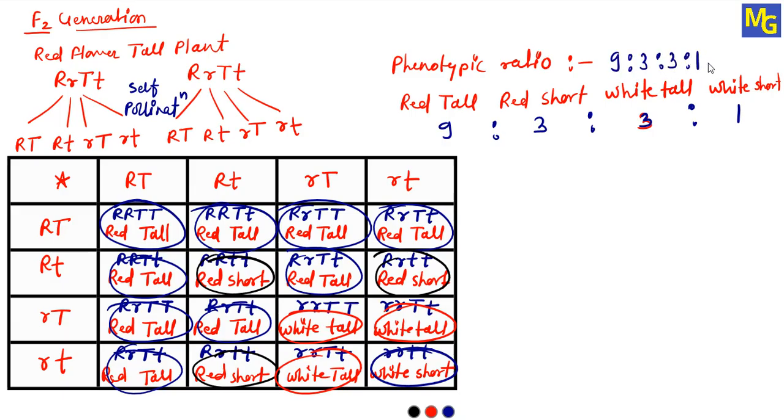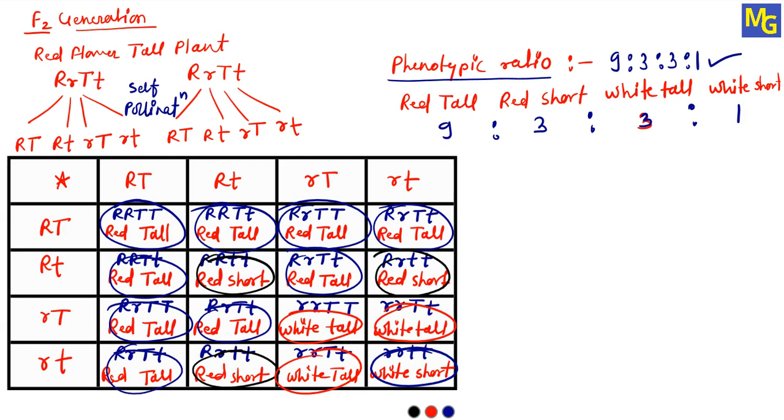9:3:3:1. In this case, the genotypic ratio will not be asked much in exam. That's why it is not given in the NCERT book also, because it will be a little bit confusing if you see this whole table. In a monohybrid cross, we can write it, but in a dihybrid cross, it is very difficult. So if you write only the phenotypic ratio for such a question, then also you will get full marks.